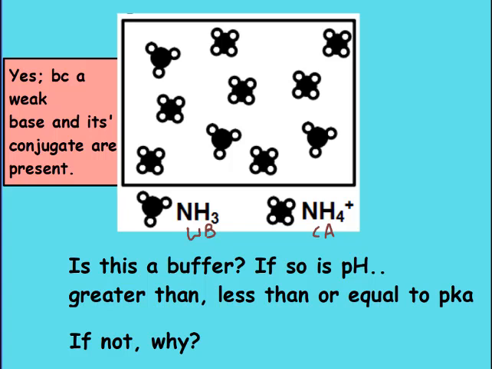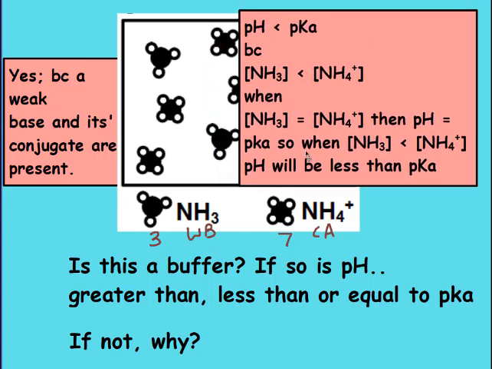To figure out if the pH is greater than or less than or equal to pKa, we needed to add them up. We had 3 of the base and 7 of the acid. Well, if I have more of the acid than the base, then my pH should be less than pKa. Because I have more ammonium, NH4+, than NH3. When NH3 equals NH4+, then pH equals pKa. So when I have more of the acid than the base, the pH will be less than pKa.